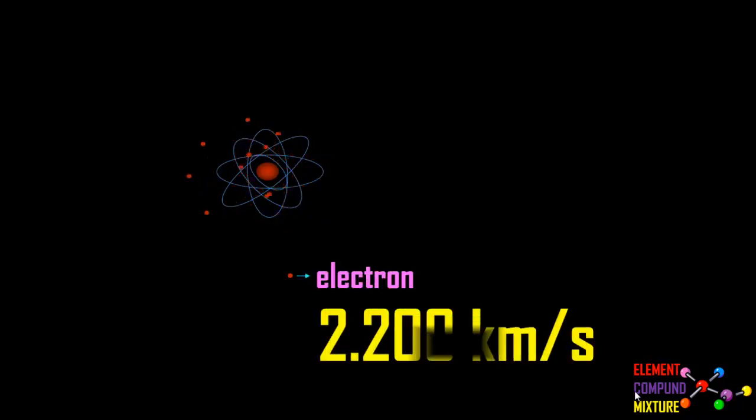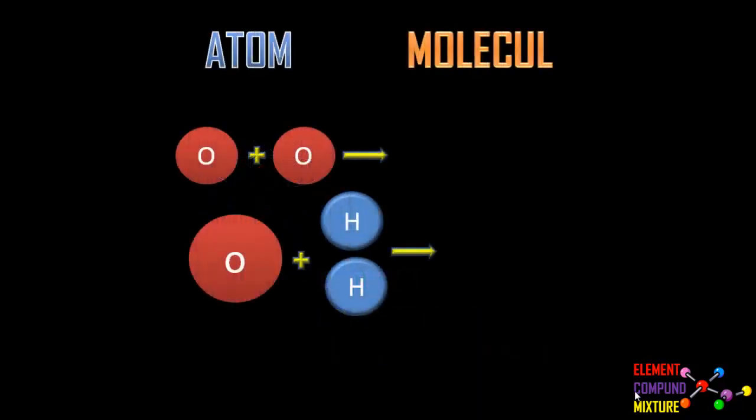Electrons run around the center of the atom, around the nucleon. The speed of the traveling electron is very fast, 2,200 km per second. So in this moment, I will show what is atom and what is molecule.